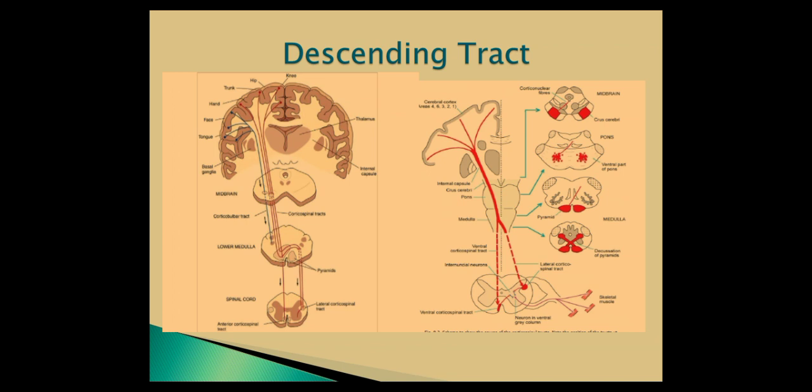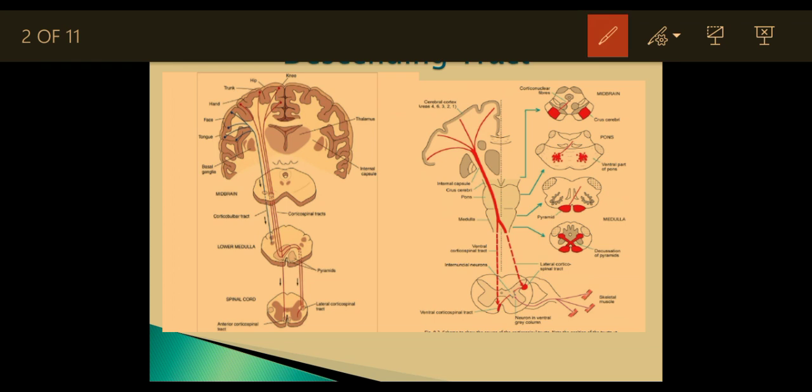First of all, we will see the basic concept of the descending tract, and we will also recap the central nervous system function in the context of the descending tract function. So the descending tract is the motor tract. It means that it conveys the motor impulse from the higher center to the lower center.